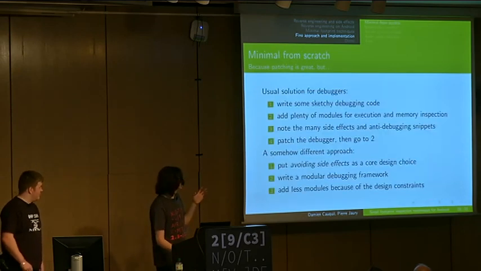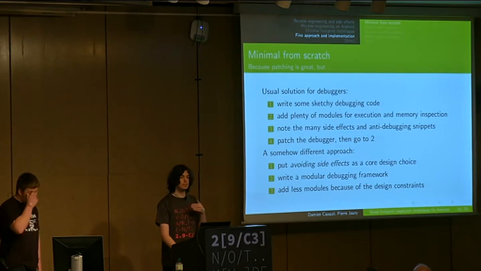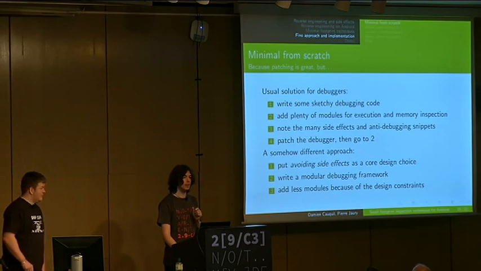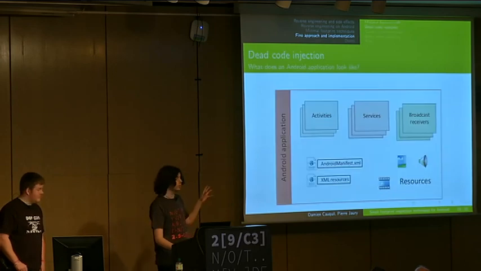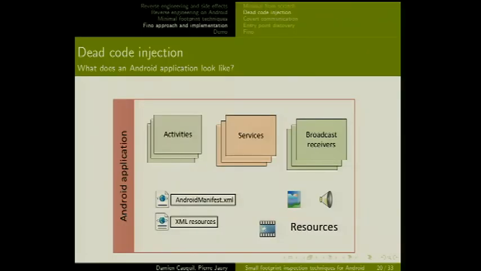And by doing that, we cannot go very deep because we always have the problem of side effects, but we can go as deep as possible without the application even noticing it is debugged actually. So how do we do it? Maybe some of you don't know actually what an Android application looks like. It's very simple. It's a big archive where you put many things. There are activities, the things that are displayed to the user.